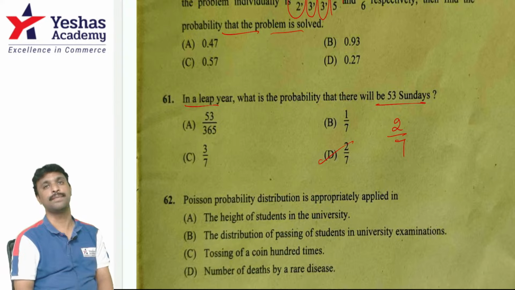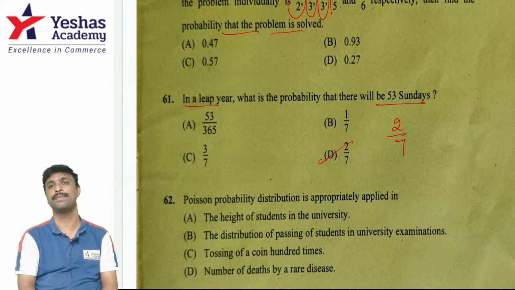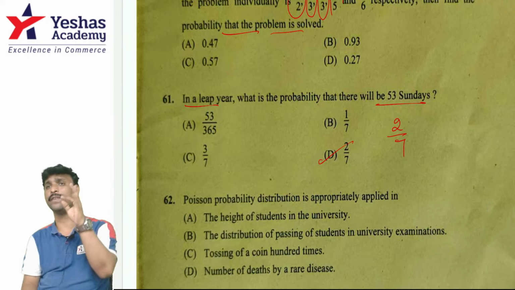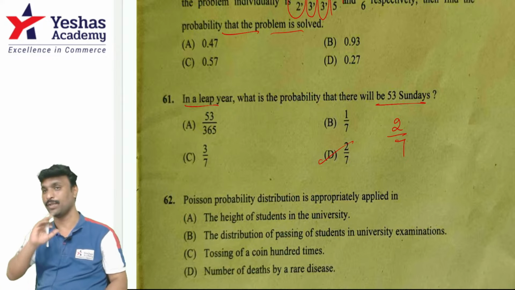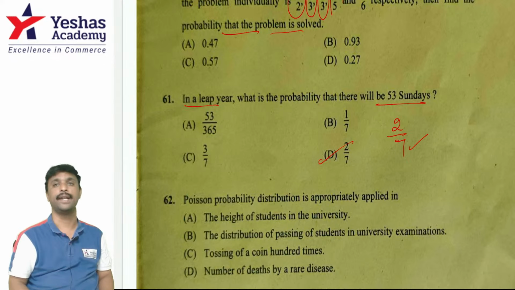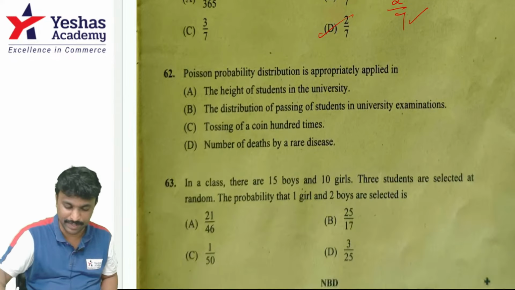The seven possible outcomes are Sunday-Monday, Monday-Tuesday, Tuesday-Wednesday, Wednesday-Thursday, Thursday-Friday, Friday-Saturday, and Saturday-Sunday. So seven possibilities and two favorable outcomes. So 2 by 7 is the answer.